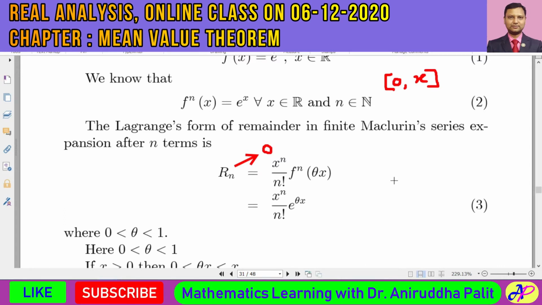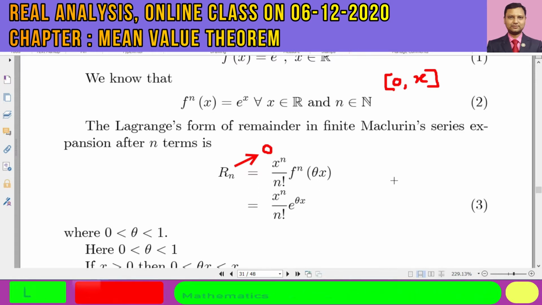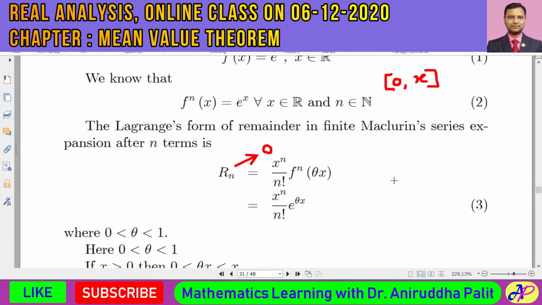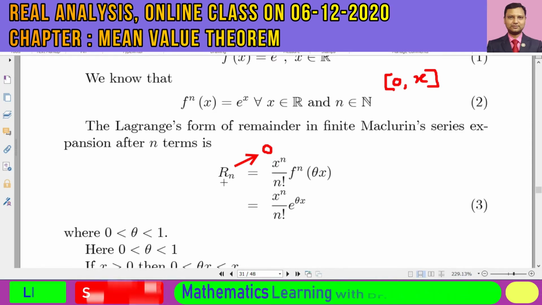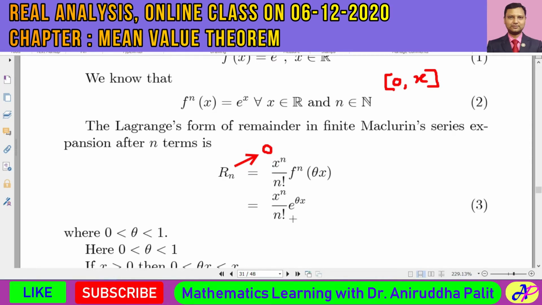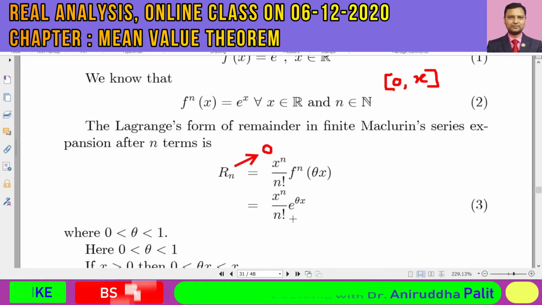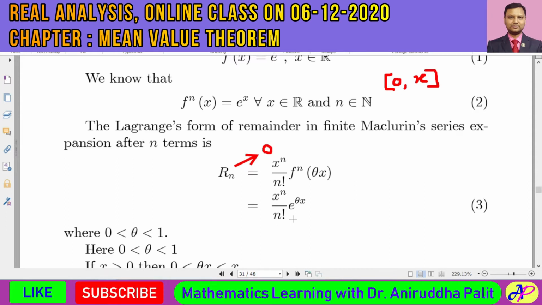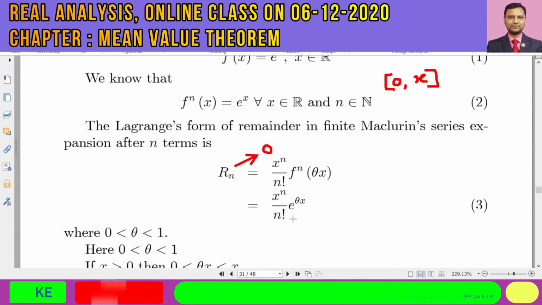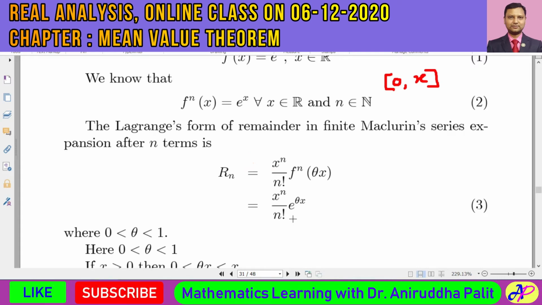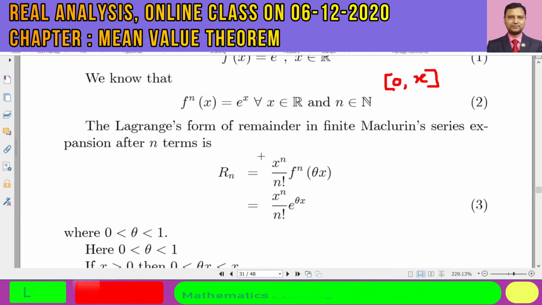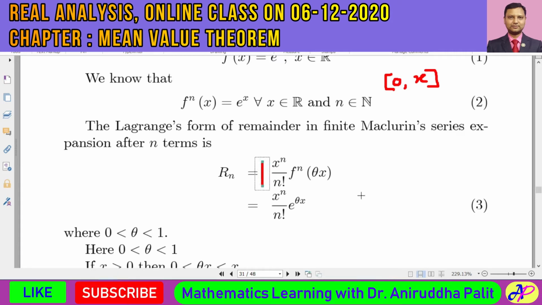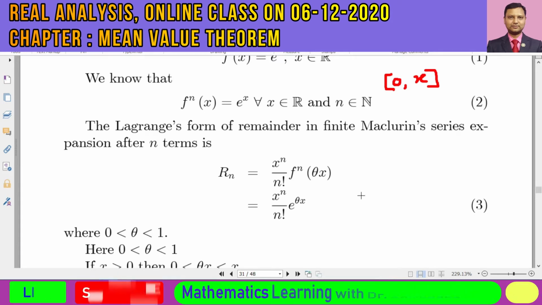However, in many cases it is found that the Lagrange's form of remainder is not much suitable or not much handy to prove the fact that Rn tends to 0 as n tends to infinity. And in those cases, what we do, we then consider the Cauchy's form of remainder or the generalized form of remainder, other expressions of the remainder. Mostly the Cauchy's form of remainder would give us the required result. So for the starting, we are considering this Rn in the Lagrange's form of remainder. Got it?